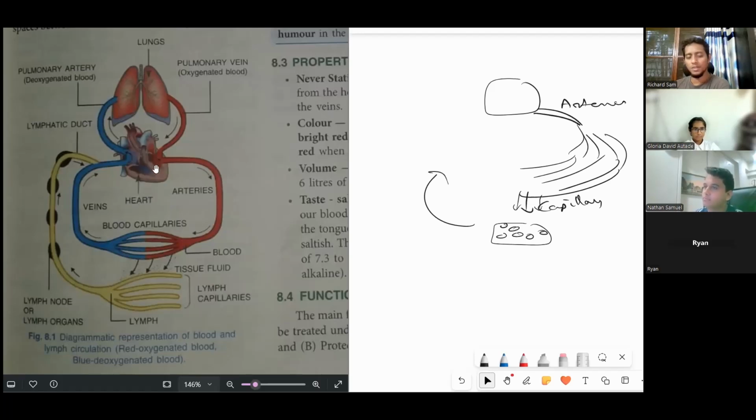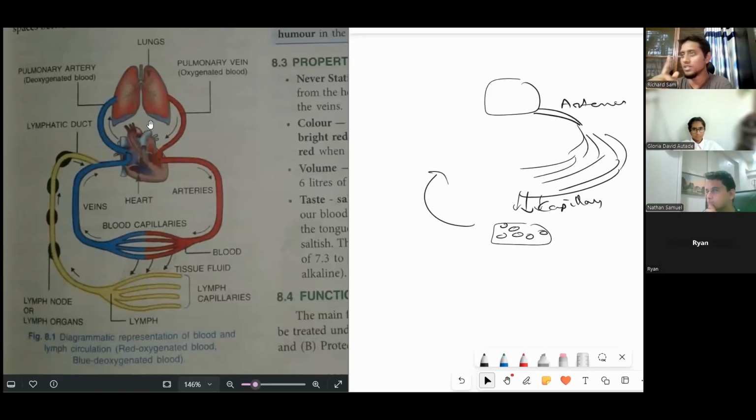There's a word for this. The circulation which takes place through the whole body is called systemic circulation, and the circulation which takes place in the lungs is called pulmonary circulation. Okay, systemic and pulmonary. So since there are two circulations taking place in our body, it's called a double circulation.